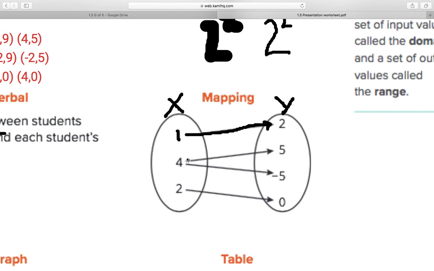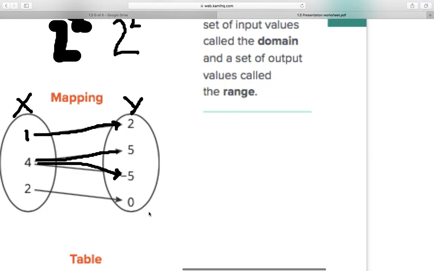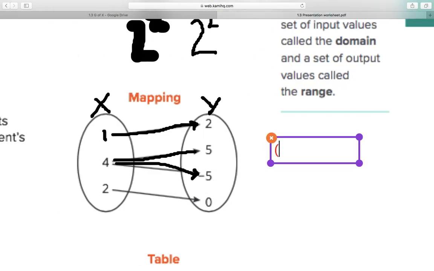But if we look at 4 here, 4 has 2 arrows coming out of that number, which means you're technically looking at the point 4, 5, and then the point 4, -5. Well, again, we don't want our x's to repeat, and when you have 2 arrows coming out of a mapping situation on that left side for the x, it's not a function. 2 would work still, but again, since we have 2 arrows coming out of 4, we can kind of just stop and say, nope, not a function.